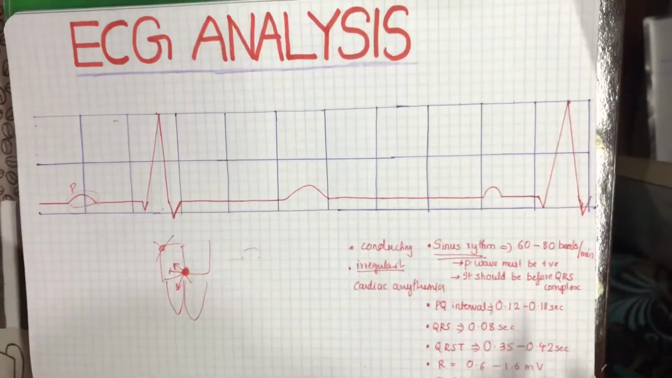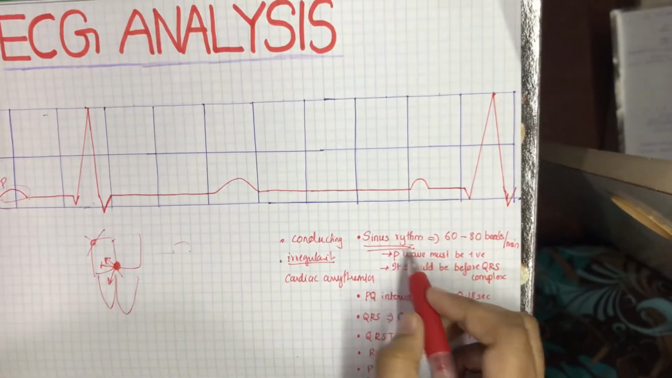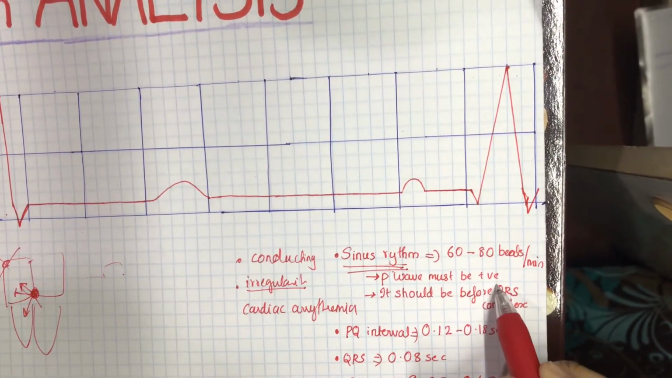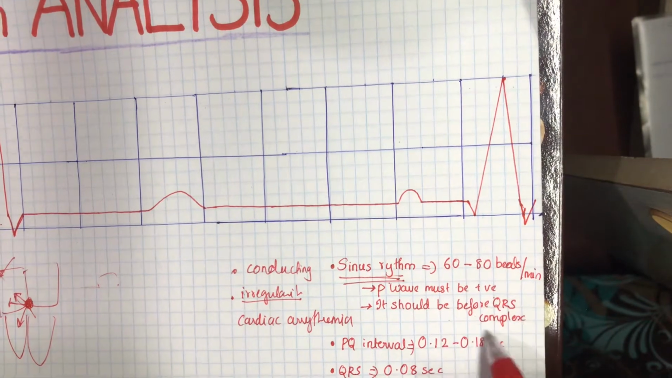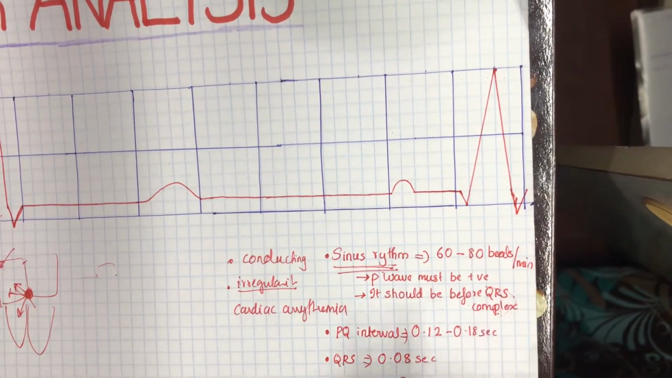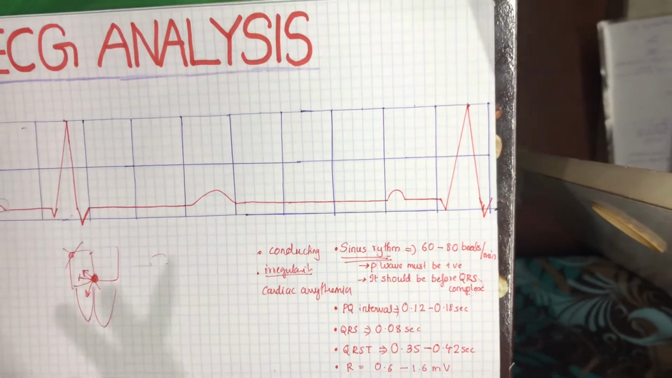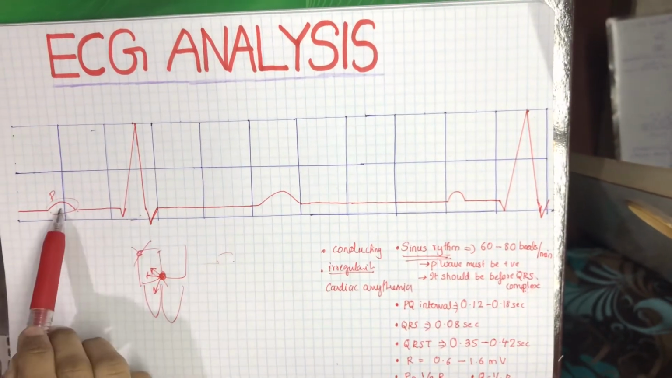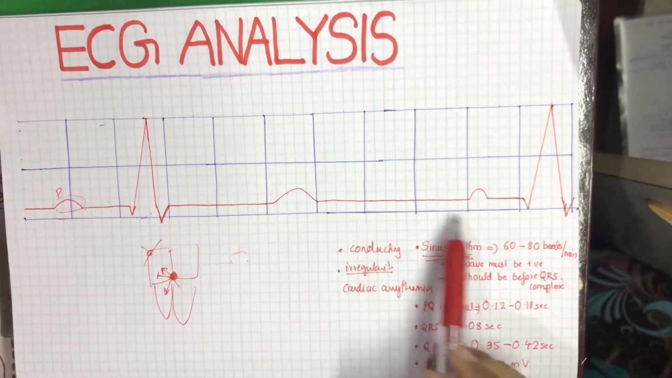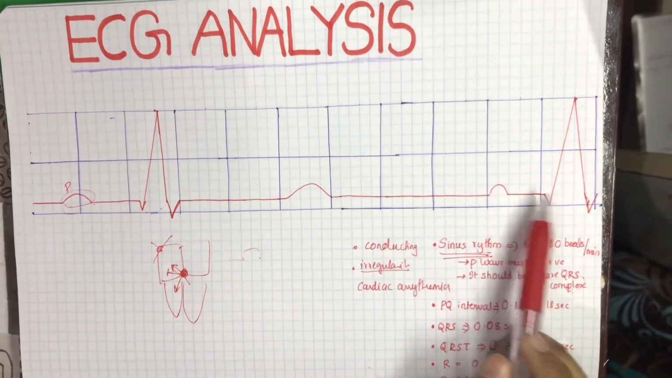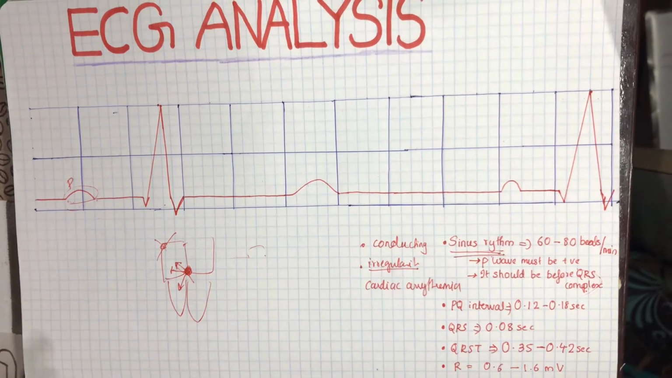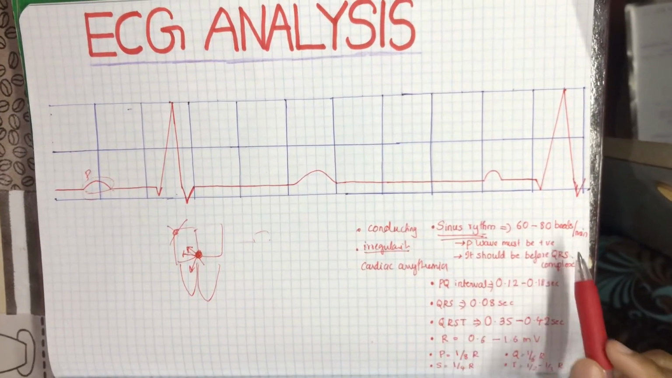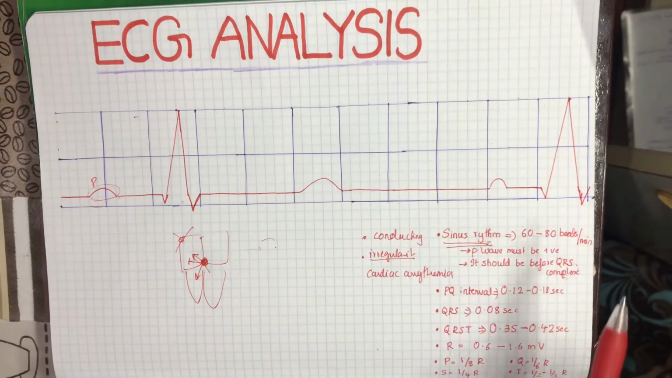So the conditions for sinus rhythm, which means our sinoatrial node is working very well, are that the P wave must be positive and it should be before the QRS complex. So from the graph only we can tell whether it is sinus rhythm or not. We can see there is a P wave and it is before the QRS complex. Here also there is a P wave before the QRS complex. And we have to know the heartbeat. If the heartbeat is between 60 and 80, then we can tell that this is sinus rhythm.